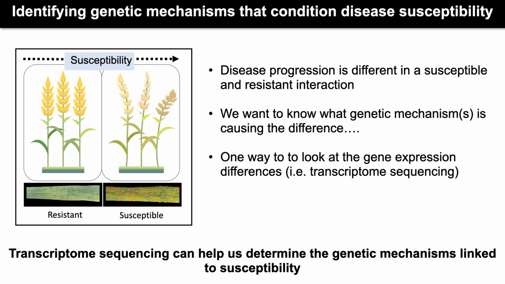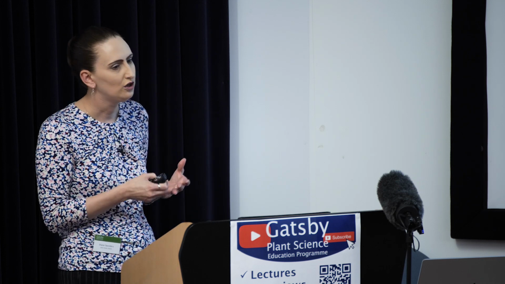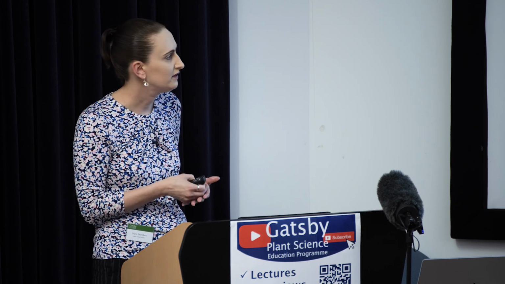And so we know that disease progression is different in a susceptible and a resistant interaction, and we want to know what's causing that difference. So what are the elements that are only switched on here because the fungus has actively started to turn these on? The way we can do that is through our transcriptome sequencing, looking at gene expression, understanding which genes are turned on and off in both of these situations.